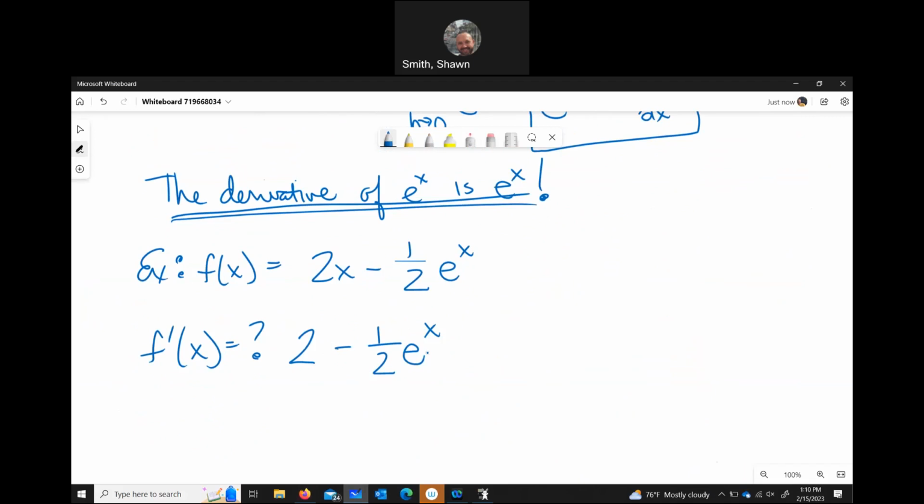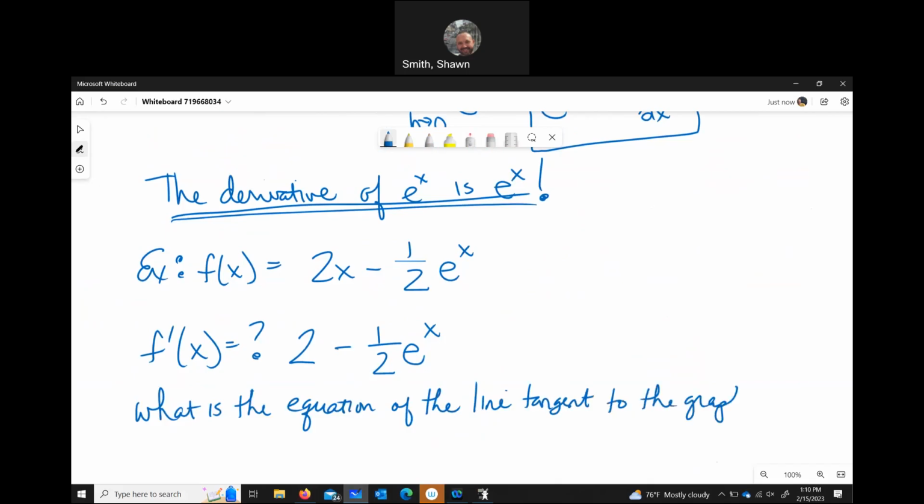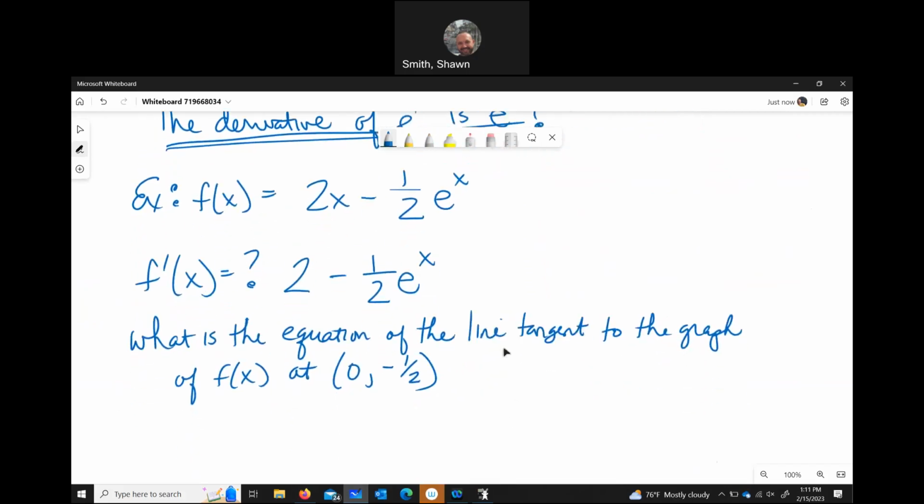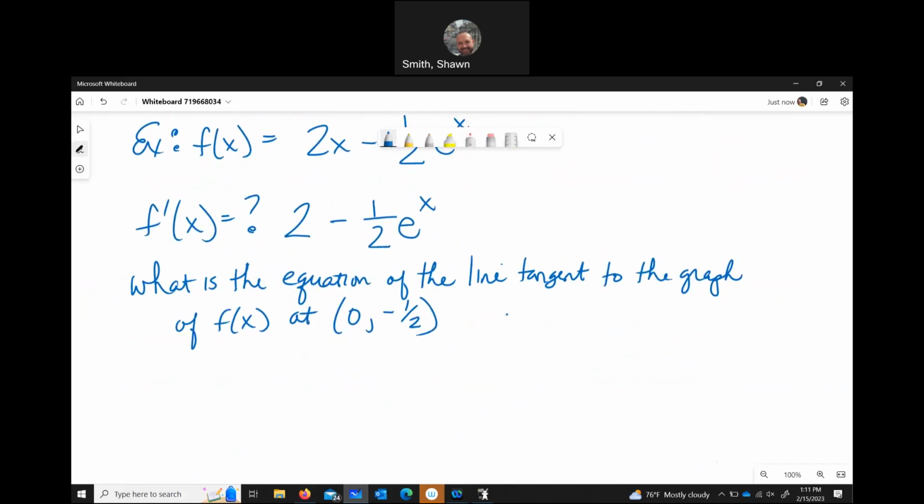What if I say, what is the equation of the line that is tangent to the graph of f of x at (0, -1/2)? We need a point and a slope, right?